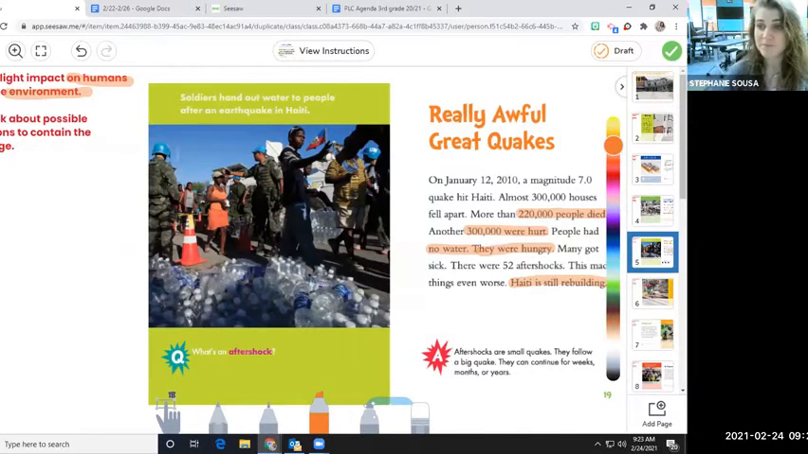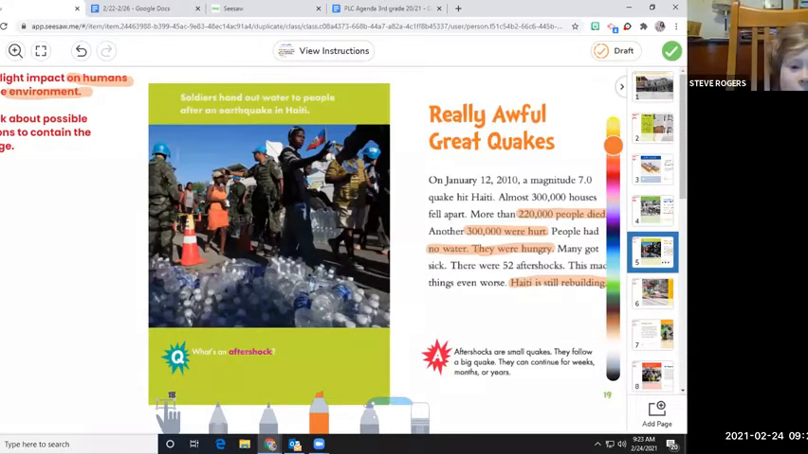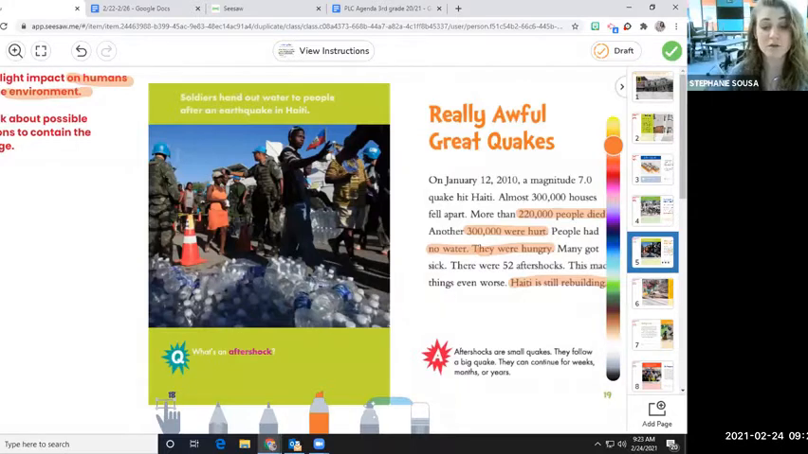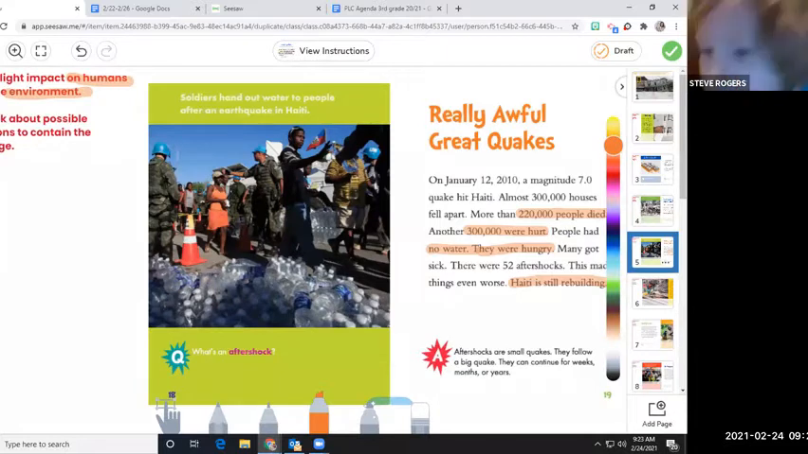Steve, do you have an idea? So, first of all, almost 300,000 houses fell apart. That's a big problem. It is a big problem. Do you have any ideas for solutions right now? Well, no, but secondly, this might be a bit outdated. And thirdly, what is an aftershock?